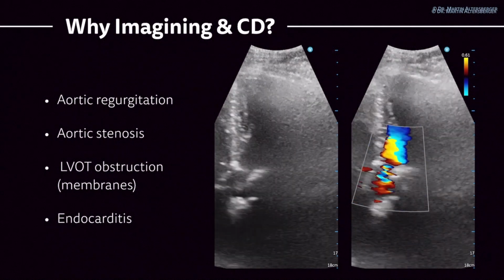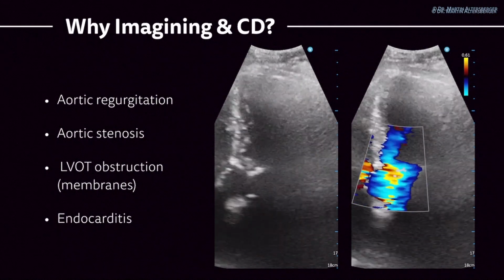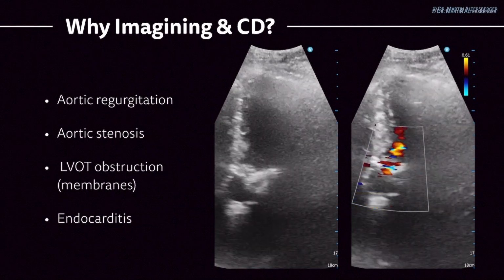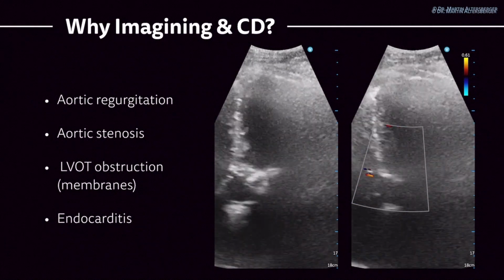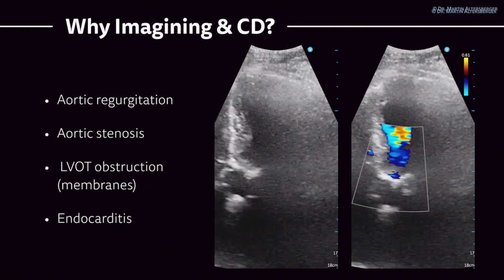There was a case of endocarditis with, as you can see here, the regurgitation. And by using color Doppler, you do see if there are also valvular lesions present, for example, AS or aortic regurgitation, as in this case.